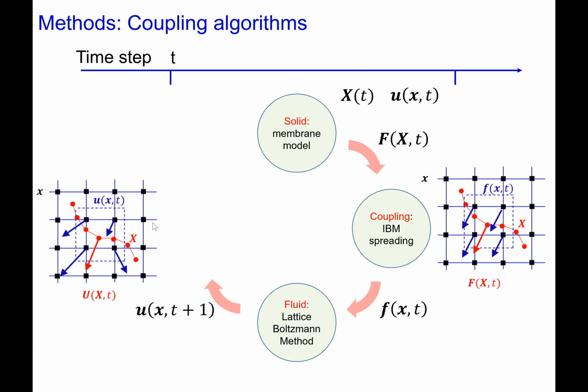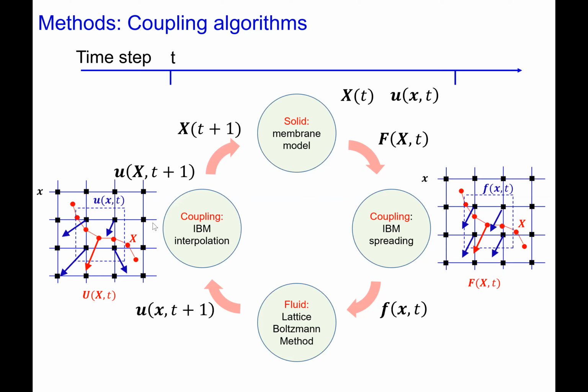And then we update the fluid flow velocity to the next time step. From the fluid velocity at the next time step, we do this kind of velocity averaging, or velocity interpolation. We get the solid velocity at the next time step. And then from the solid velocity at the next time step, we can update the solid position to the next. Then we have completed one cycle of the time stepping.